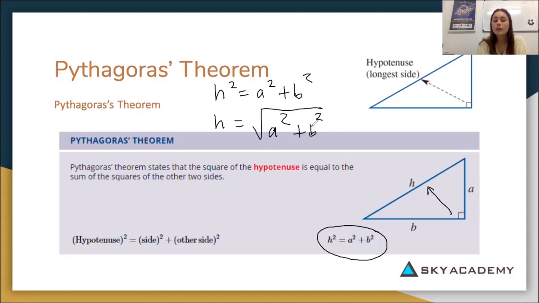We can also find, if we're given the hypotenuse, A or B by making A or B the subject of the formula. So we are using Pythagoras' theorem to find the length of an unknown side in a triangle. So let's have a go at doing a question.